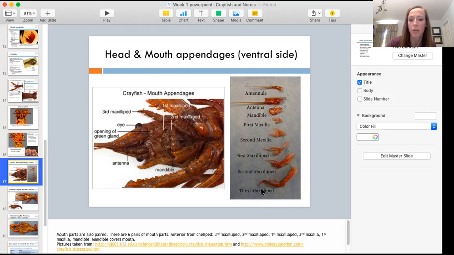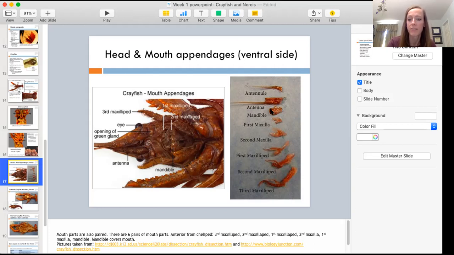So you're going to take off the third maxilliped first. It's going to be the outermost one. It's the largest. This is probably it right here in our picture. So you're going to take that off first. You're going to grasp it with your tweezers and just pull on one side only, so you leave the other side intact. And then once you get that off, you're going to look for the next appendage, which is the second maxilliped. Just underneath that is the first maxilliped, then the second maxilla, the first maxilla, and the mandible.